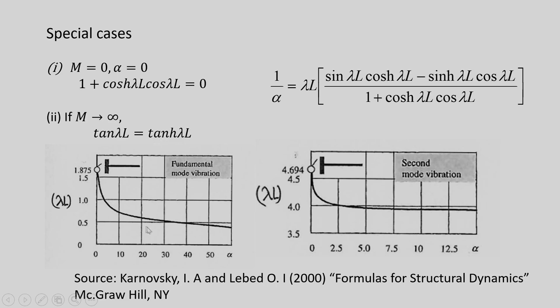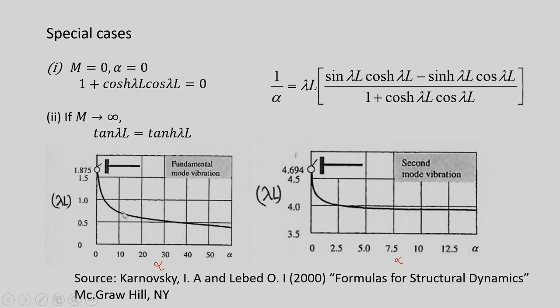Now the effect of mass ratio can be investigated here. On the x-axis there is the mass ratio alpha, and here also it is alpha. So the first graph is for the fundamental mode of vibration, that is the first mode, and this graph is also as per the publication given by Karnofsky and Libet. So you can see that the natural frequency parameter, say λL, decreases gradually with the increase of mass at the tip for both the frequencies observed here, first and second.